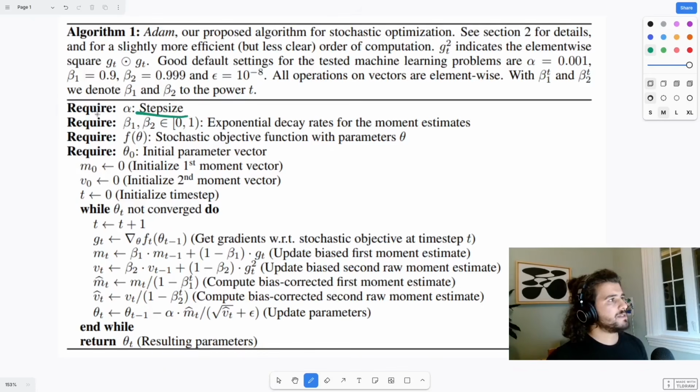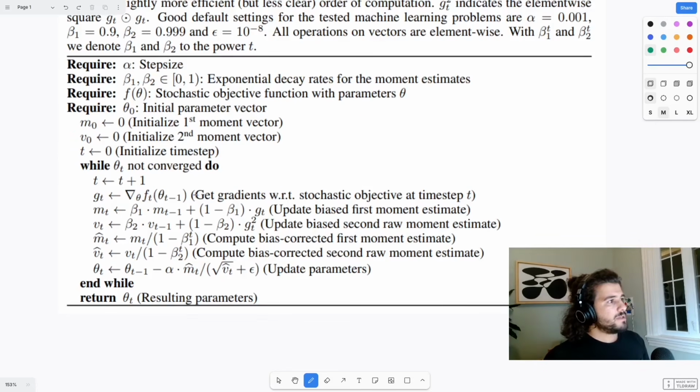So here, step size is like our alpha, so it's also the learning rate. You have B1, B2, which are the exponential decay rates for the moment estimates. These betas are the same betas as in the momentum, but you have two now. You have f, which is a stochastic objective function with parameter theta, which should be L in our case. You have theta, which is the parameter vector. There's a first moment vector and then a second moment vector, so there are two moment vectors. In the momentum, you have only one momentum vector. t is the same thing.